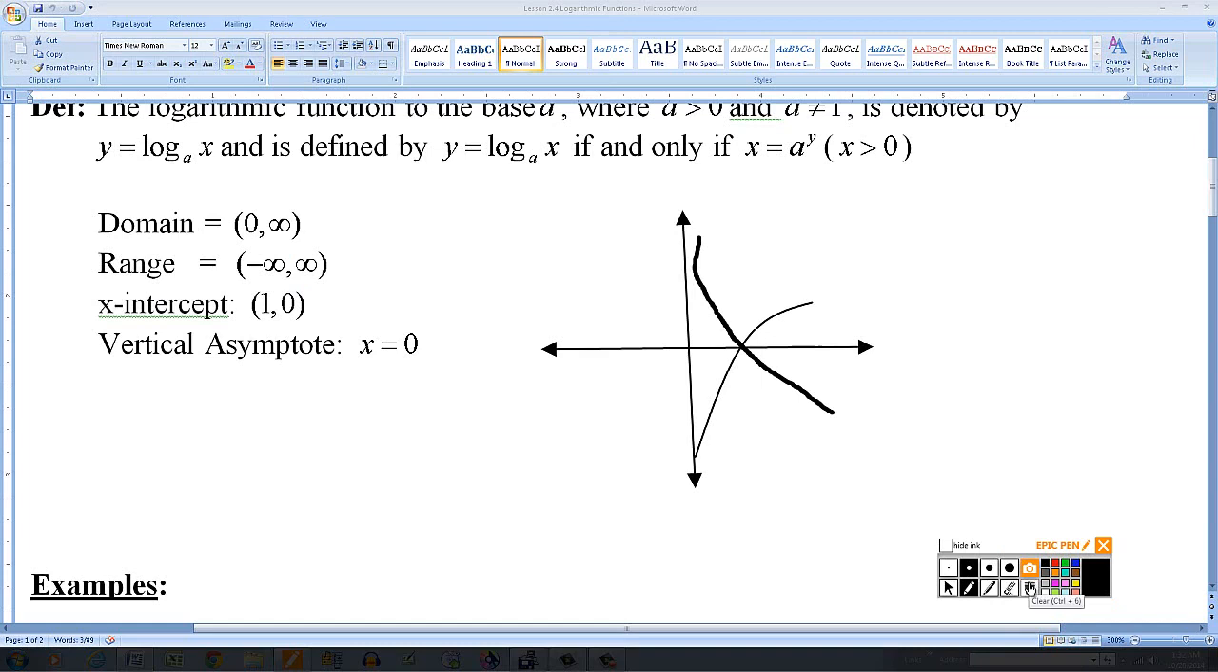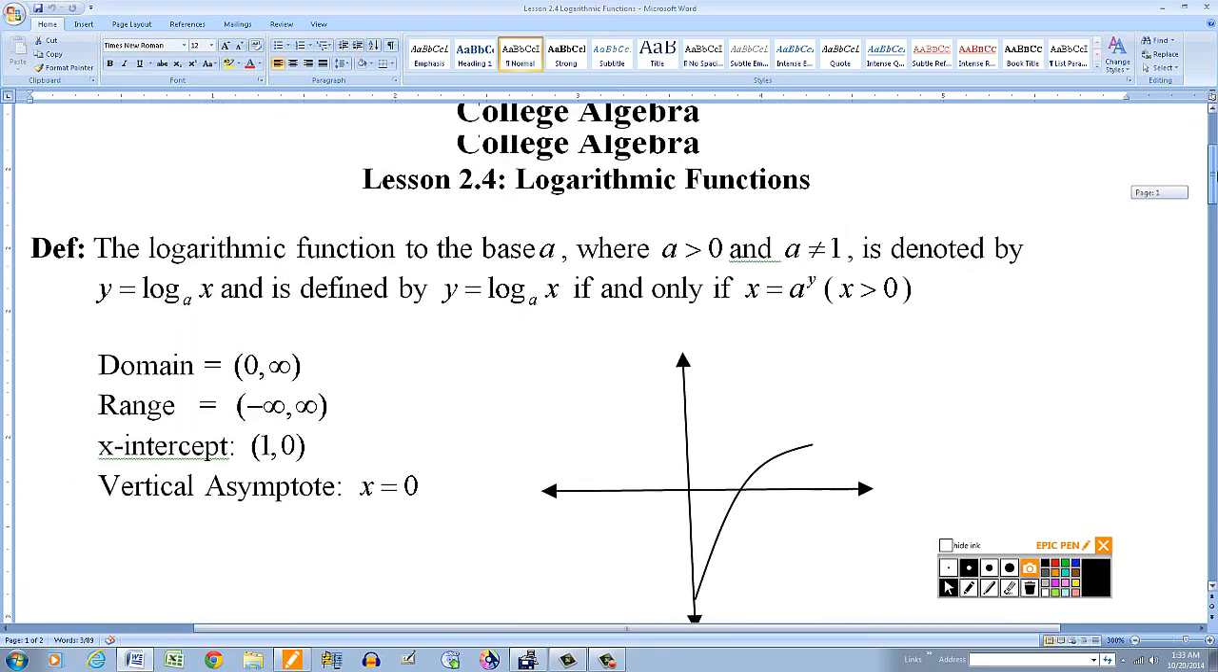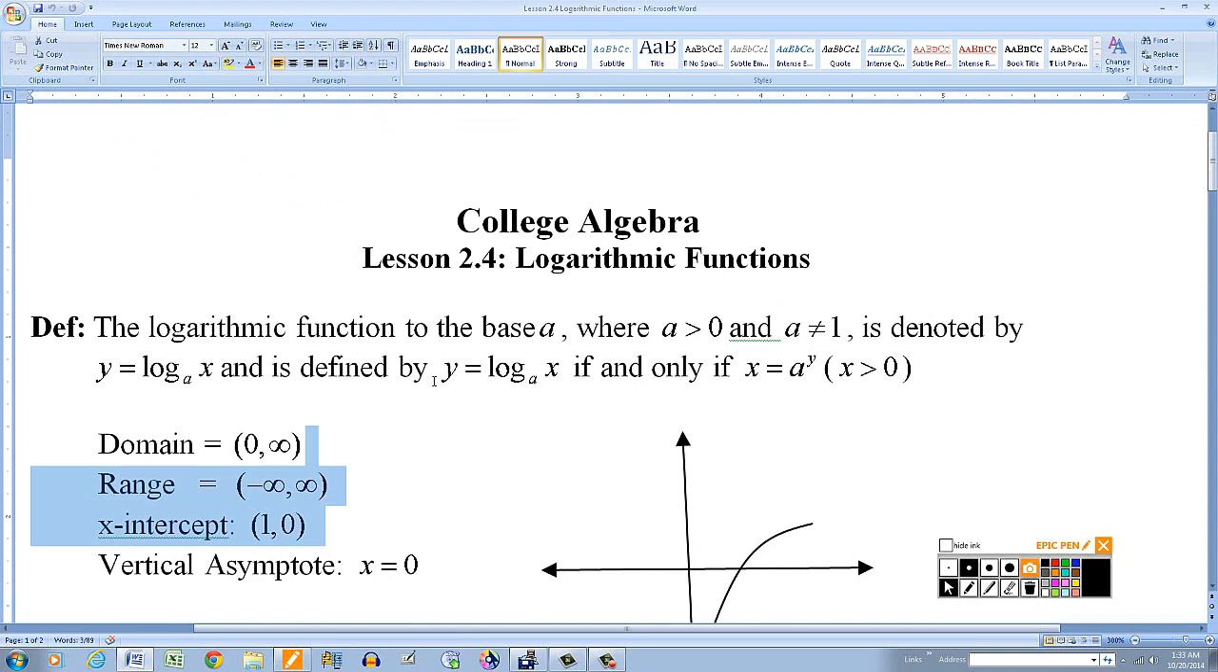Let's clear these. Now, let me get back to the definition before I go to the examples. This y equals log of x to base a is called your logarithmic form. And this other part, x equals a to the y, that's the exponential form. So you go from here to here by saying that x has to equal this base taken to that power. And then you go backwards to get the other form.